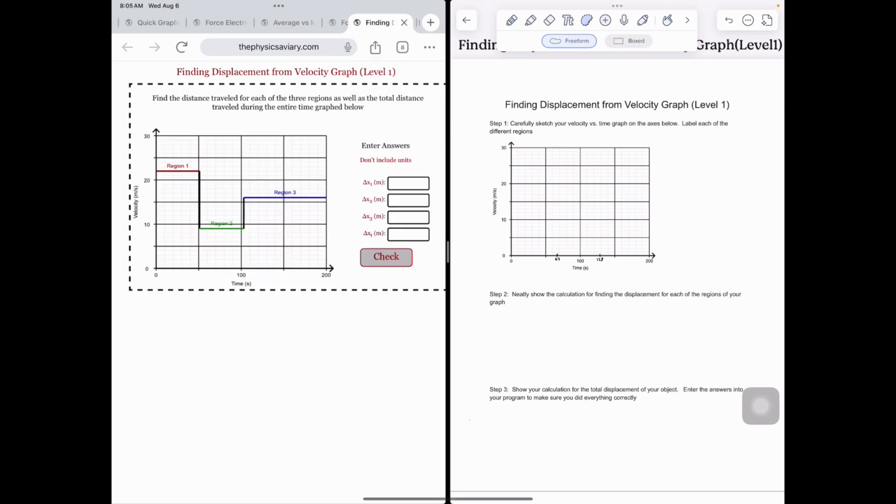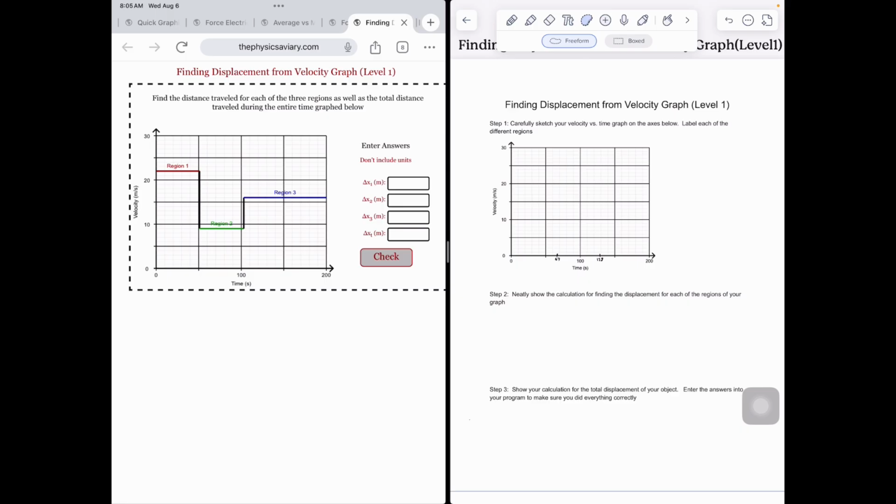So there's 2 things that we learn how to do with velocity time graphs. We saw in the previous lesson that if we find the slope of a velocity time graph, that gives us the acceleration. If we find the area under a velocity time graph, well, that gives us displacement. So that's exactly what we'll do. We're going to find the area under the velocity time graph for region 1, region 2, and then region 3.